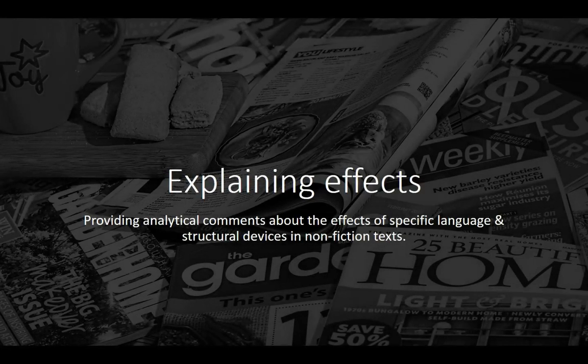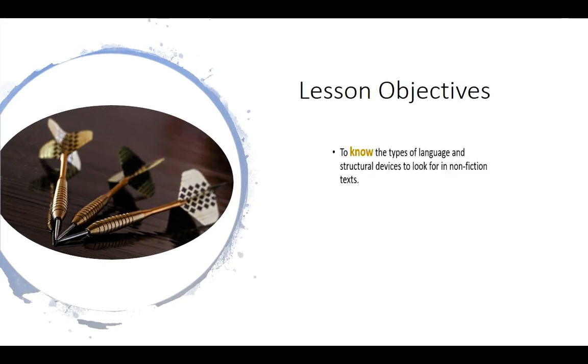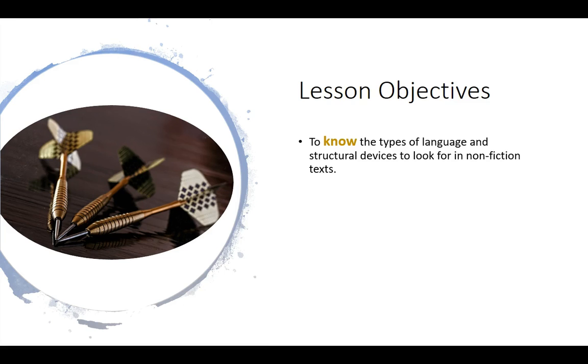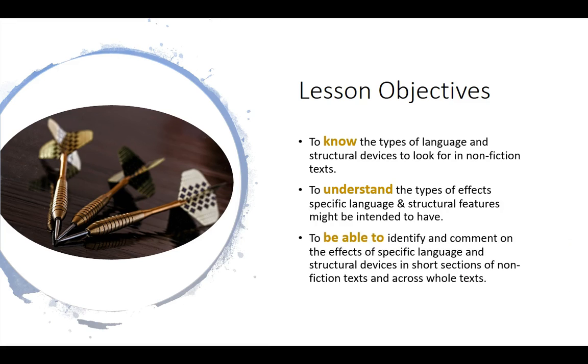This is a lesson revising how to provide analytical comments about the effects of specific language and structural devices when dealing with non-fiction texts. The aim of the lesson is to ensure that you know the types of language and structural devices to look out for in non-fiction texts, that you understand the types of effects those specific language and structural features might be intended to have in a variety of non-fiction texts, and that you're therefore able to identify and comment on the effects of specific language and structural devices both in short specified sections of non-fiction text and also across whole texts, including when comparing non-fiction texts.